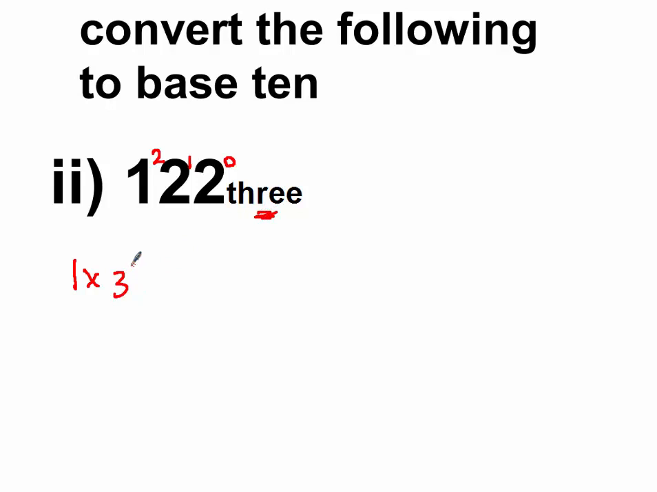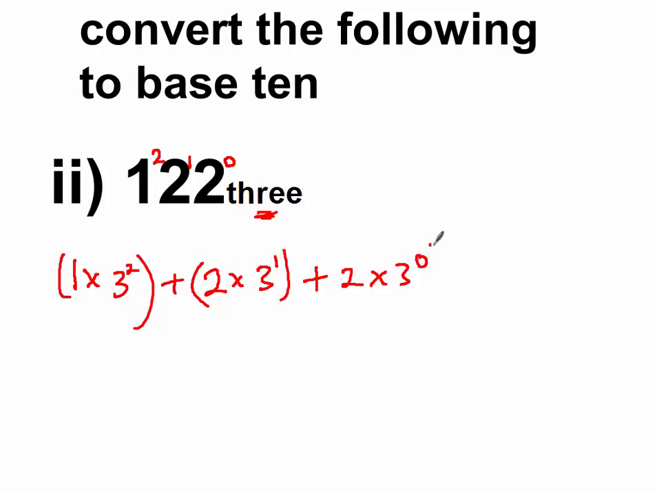So base 3, to the power, now the exponent here is not for the 1, but rather for the 3, to the power 2, plus 2 times 3 to the power 1, plus 2 times 3 to the power 0. Excellent.